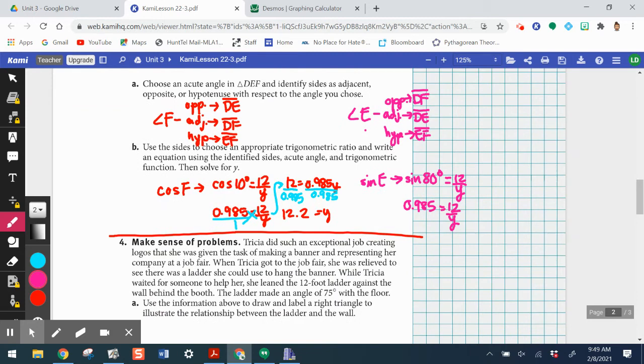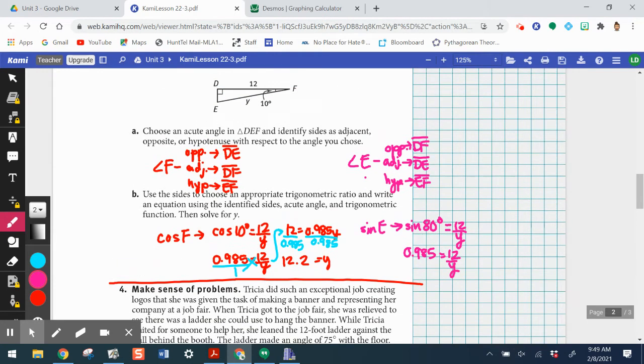Now I didn't work through this one entirely because you notice it's actually the same work. So if you decided to use angle F, then you should have used the cosine of angle F, and I'll tell you why. Because we are told the adjacent side to angle F, which is side DF, and we are asked to find the length of the hypotenuse, EF, which is labeled Y.